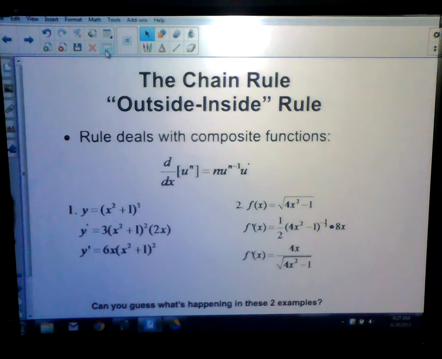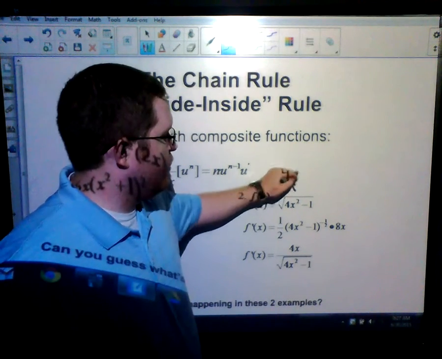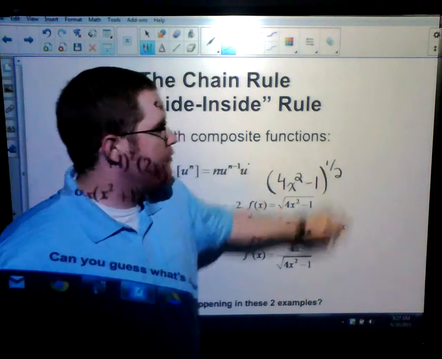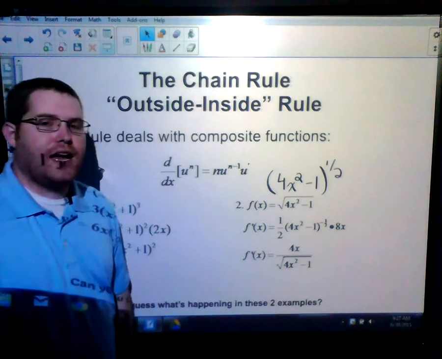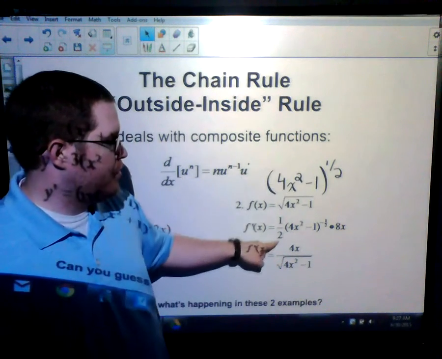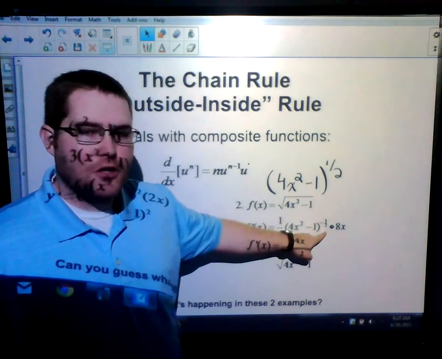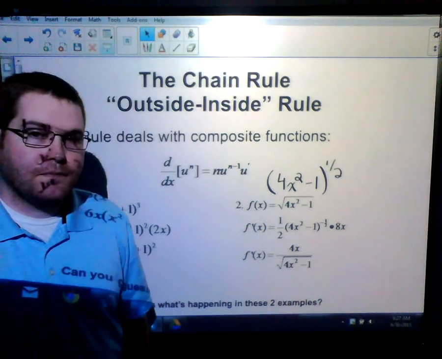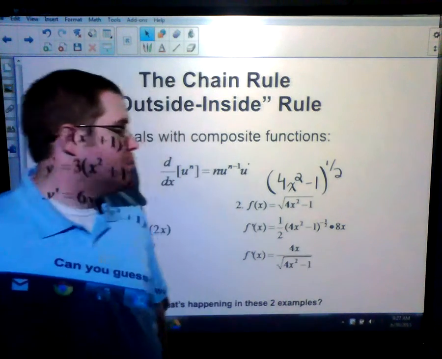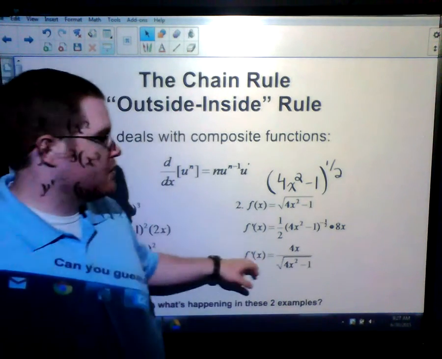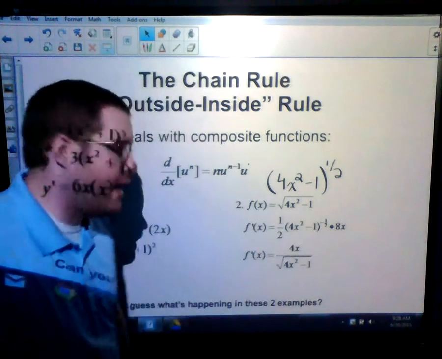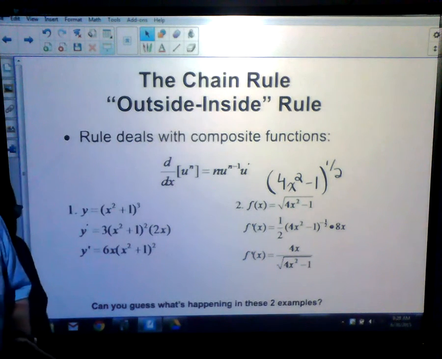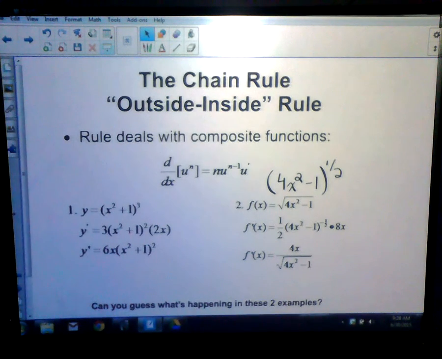Take a look at this problem. The first thing I would do is rewrite it as 4x squared minus 1 to the 1/2. It's a chain rule problem because there's an outside and there's an inside. So I take care of the outside first, put a 1/2 here, negative 1/2 is my new power. The inside stays the same. Now I take the derivative of the inside, which is 8x. And the last step is just cleaning it up. 1/2 of 8x is 4x. This is on the bottom because it's negative, and a 1/2 makes it a square root. Work outside, inside. When you do the outside part, leave the inside be.